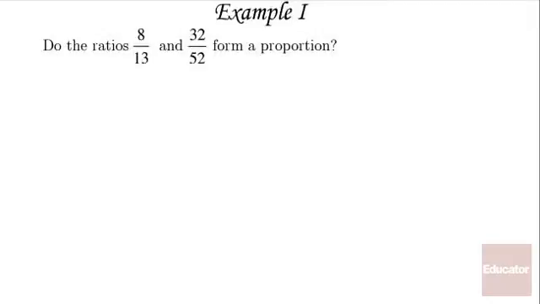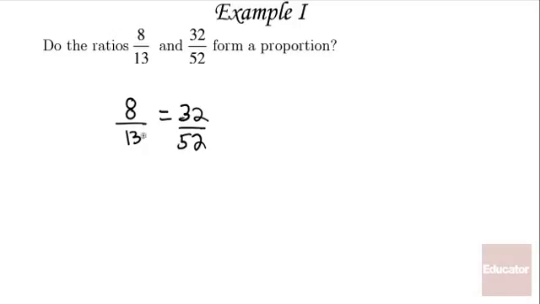To really understand ratios and proportions, you first have to make sure you know when two ratios constitute a proportion. Looking at this example, the question is asking if the ratios 8 to 13 and 32 over 52 form a proportion. In a proportion, you're saying that two ratios are equal: 8 over 13 equals 32 over 52. You're saying that this equation is true. So is this equation true?